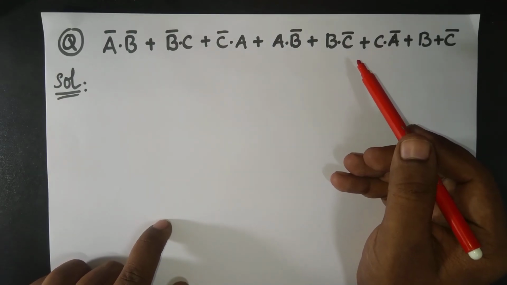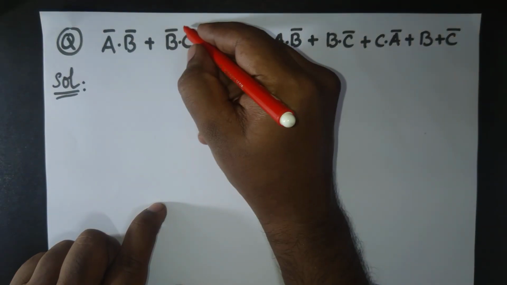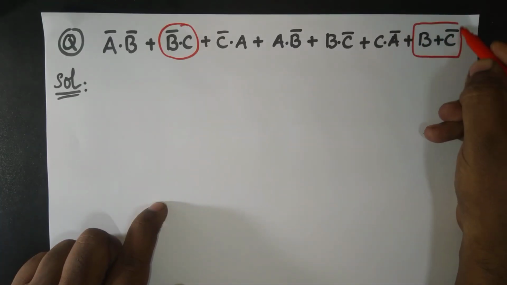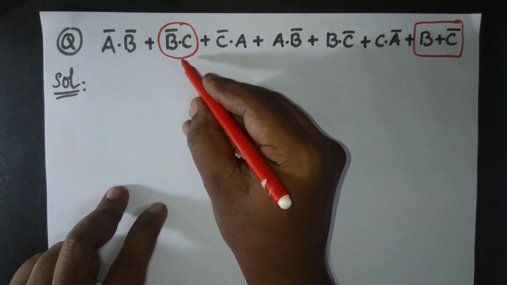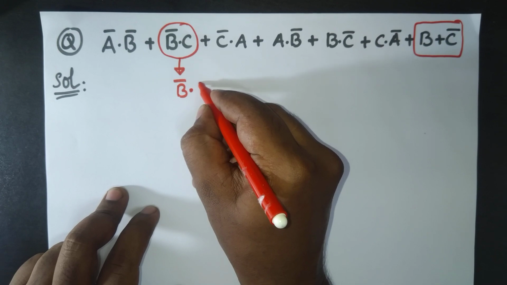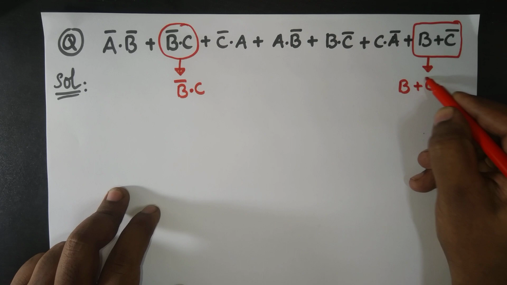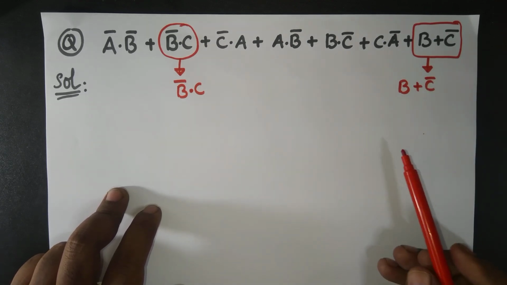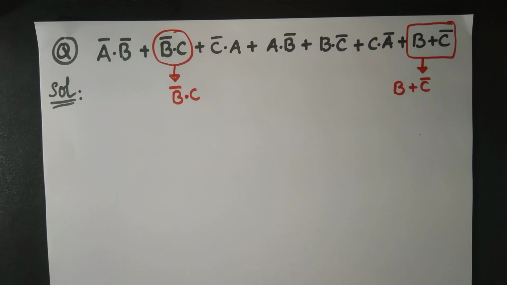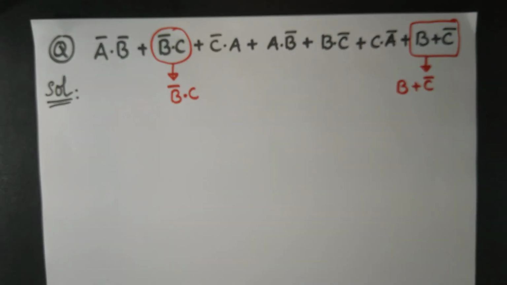Then how do we tackle this smart question? If you observe carefully, you can point out this term as well as this term. Now what do we have here? This term is B complement and C, and let's take the other as it is, B or C complement. Do you see any relationship between these two, or can we utilize any Boolean laws using these two to simplify this question?